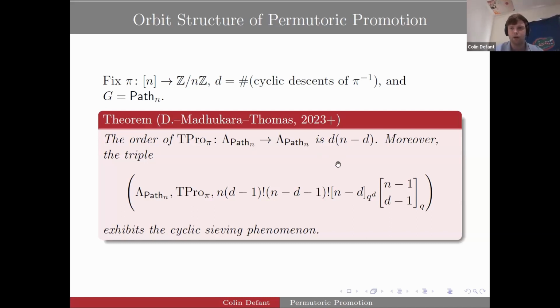But in fact, we can describe the entire orbit structure with this cyclic sieving phenomenon. So here, this is the set of labelings of the path, and this is permutoric promotion. And this sieving polynomial here is n times (d minus 1) factorial times (n minus d minus 1) factorial. And then this is the q-analog of the number n minus d, but evaluated at q to the d instead of q. And then this is a q-analog of some binomial coefficient.